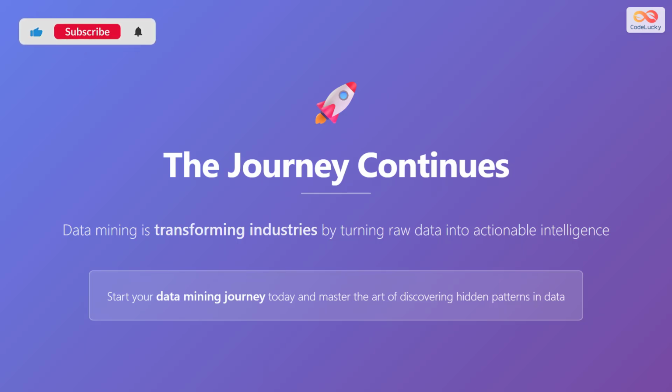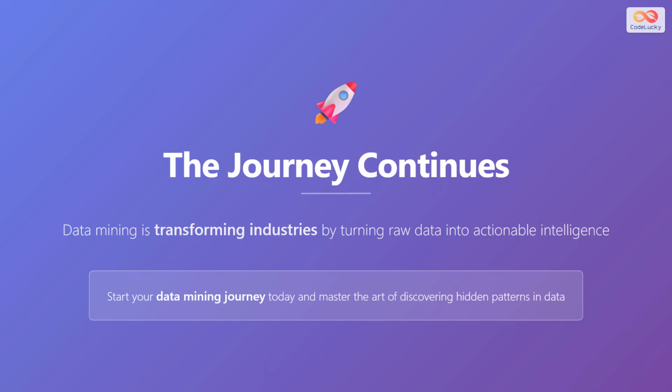Data mining is transforming industries by converting raw data into valuable intelligence. From healthcare saving lives through early diagnosis, to retailers understanding customers better, to financial institutions preventing fraud, data mining's impact is undeniable. The journey of discovering hidden patterns in data is both challenging and rewarding. You now understand the fundamentals of data mining, its techniques, tools, applications, and career prospects. The real learning begins when you apply these concepts to real datasets and solve actual business problems.